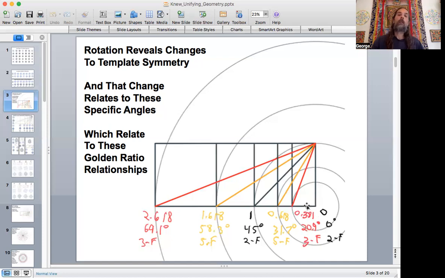And then once we go a little bit further, the next one that gives us the fivefold axis is going to be 31.7, and then we're at the 45 degree. And then that next angle for the fivefold is 58.3, and the next angle is 69.1. That brings us back to the threefold.